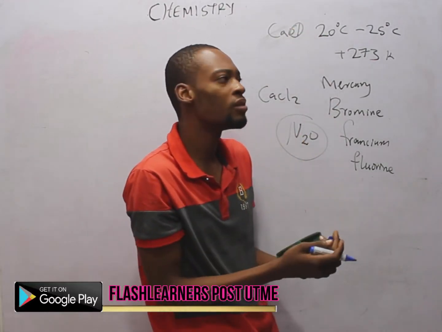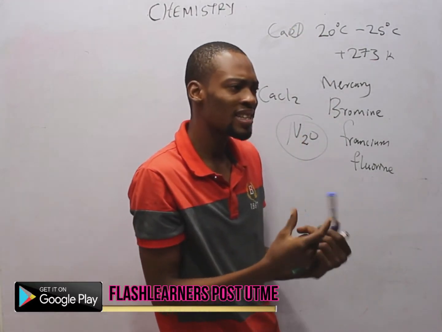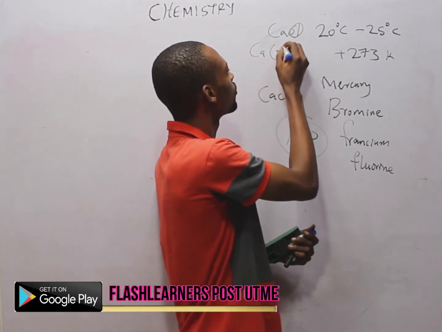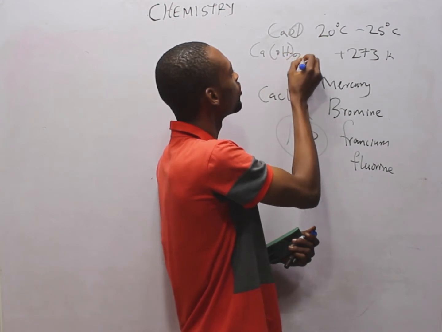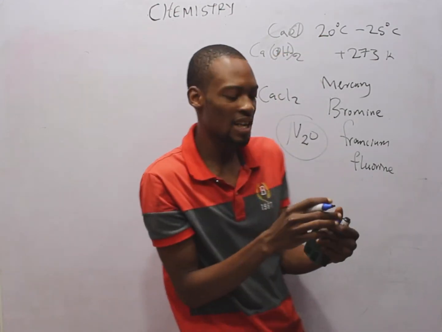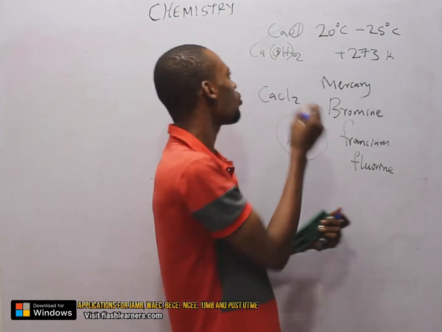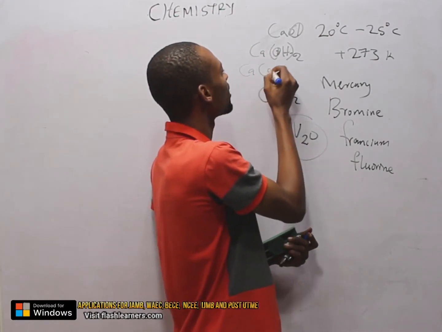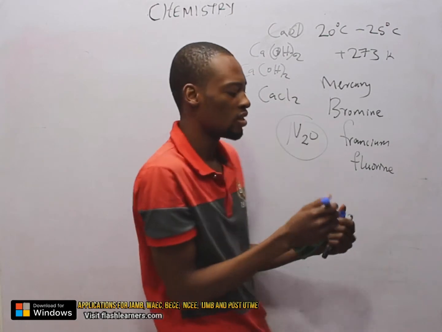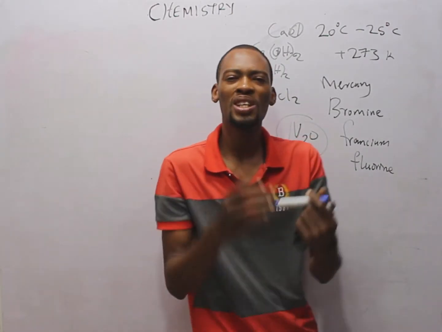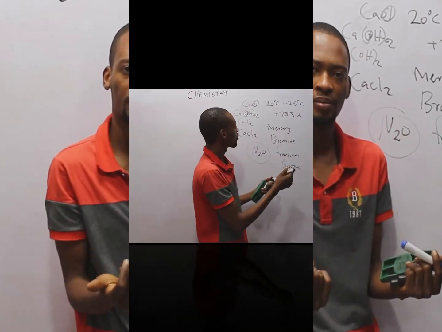Quicklime, that is the common name. Slaked lime is calcium hydroxide, Ca(OH)2. This is slaked lime, calcium hydroxide. We have lime water. Lime water is calcium hydroxide in water. When calcium hydroxide dissolves in water, it becomes lime water.